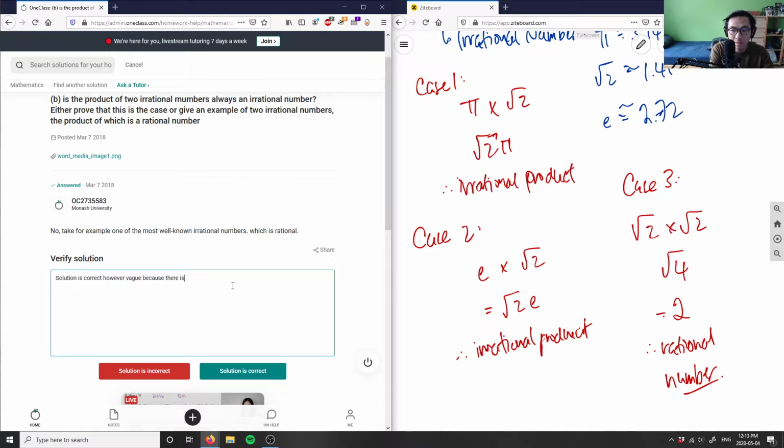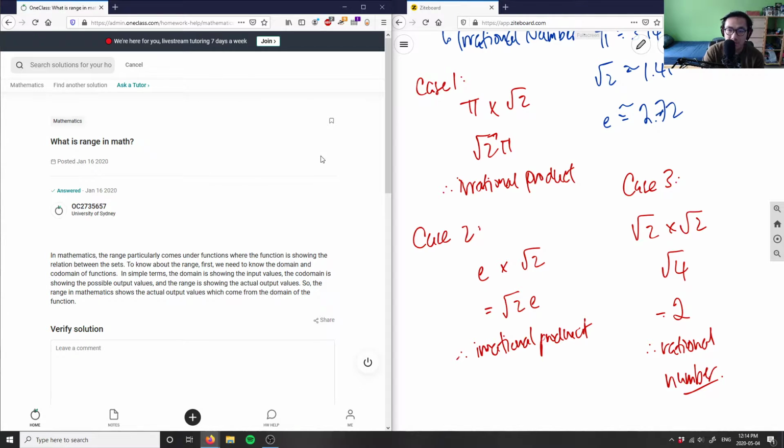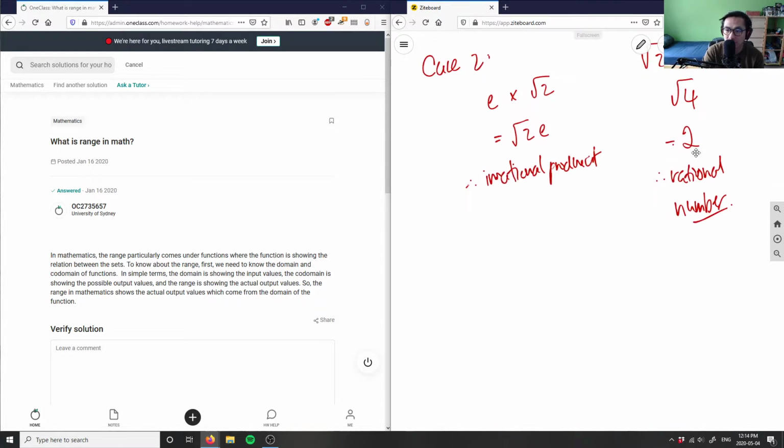So because there is no explanation, we'll write our explanation here. So let's do square root of 2 multiplied by square root of 2 equals square root of 4, which equals 2. The product of two irrational numbers gives me a rational number in this case. So obviously the solution here is correct, but it's just very, very vague as to how they would answer this question here. So that's number 2.